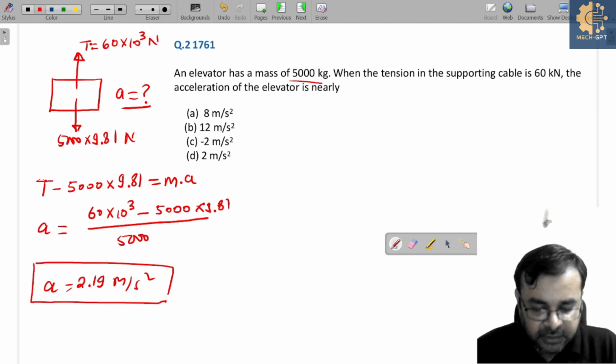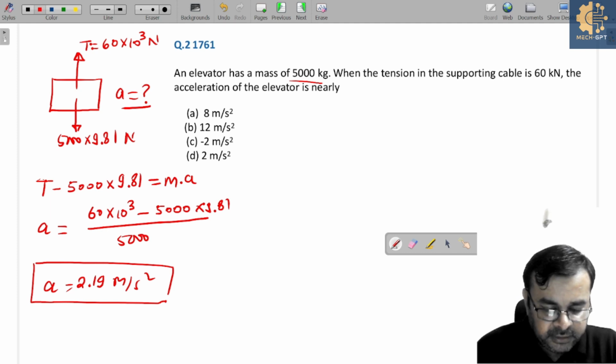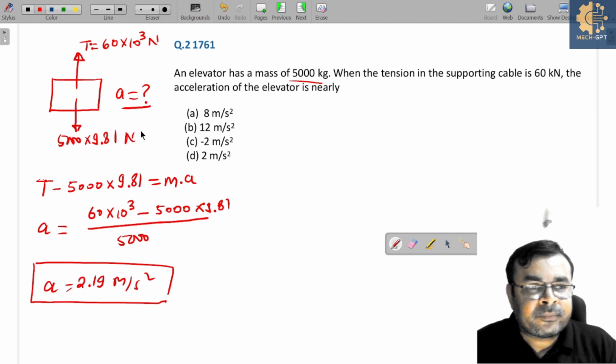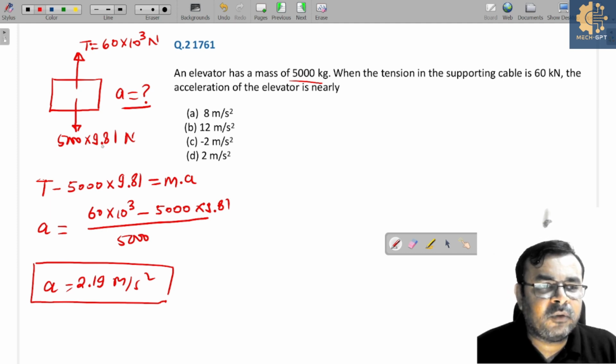Now the question is whether the acceleration is acting along the upward direction or in the downward direction. Correct? You need to find this. Then what about this force? If I take this, then this is 50,000 Newton force, this is 50 kilonewton force, and this is 60 kilonewton force. So tension is acting in the upward direction.